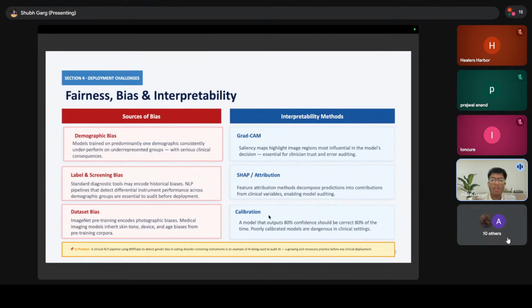Okay, so distribution shift has a specific and particularly serious manifestation in clinical AI, which is algorithmic bias, and I want to spend a few minutes on this.